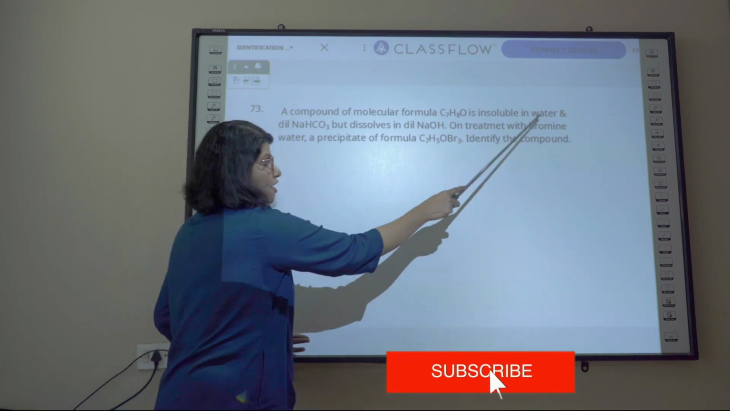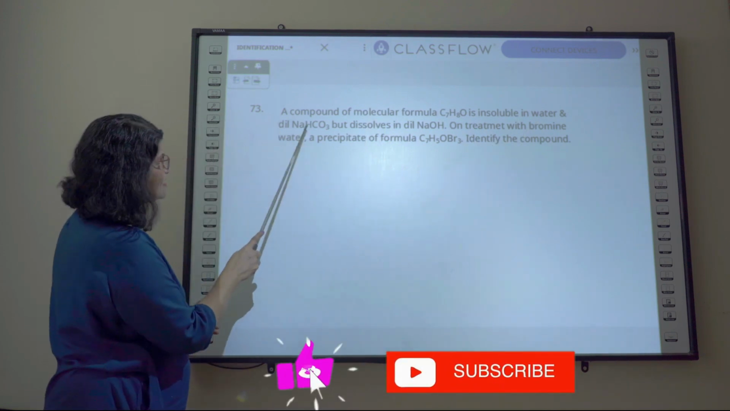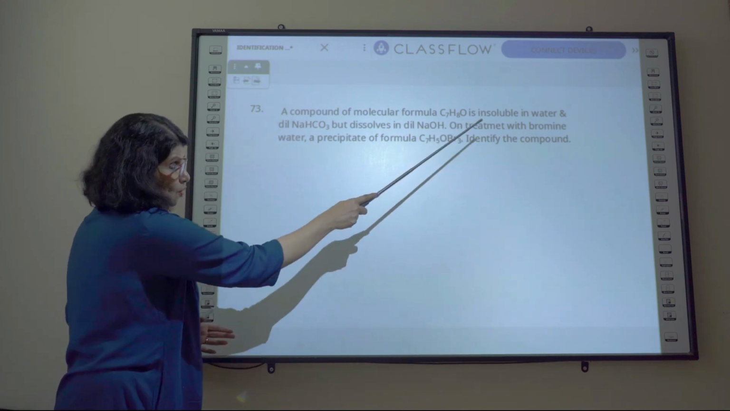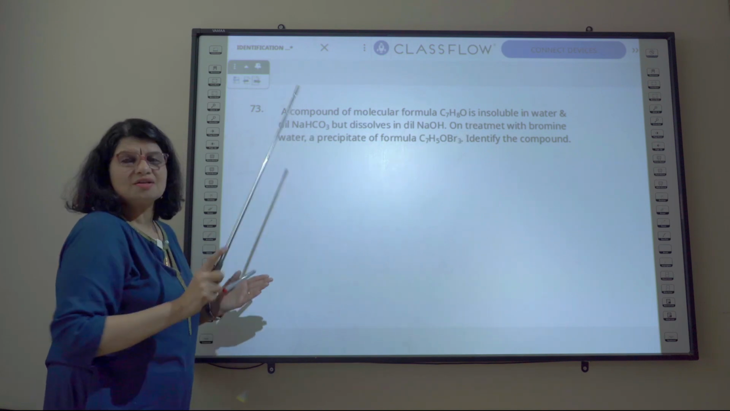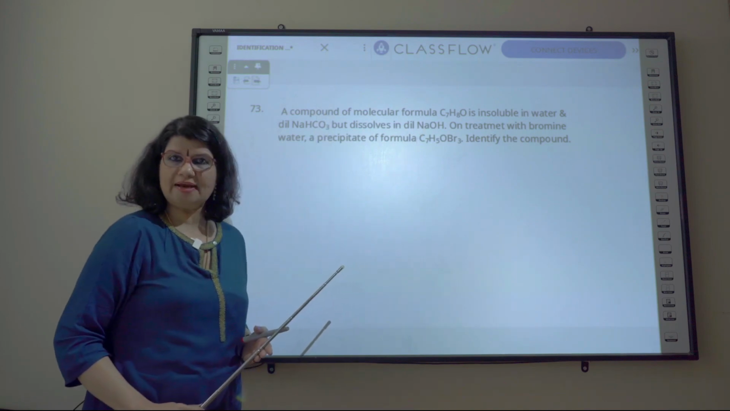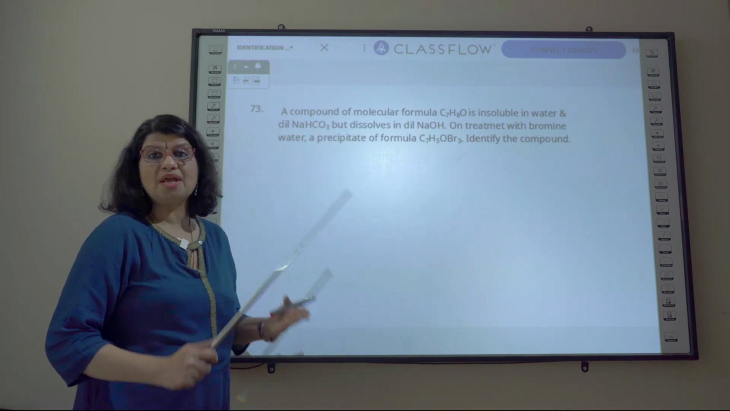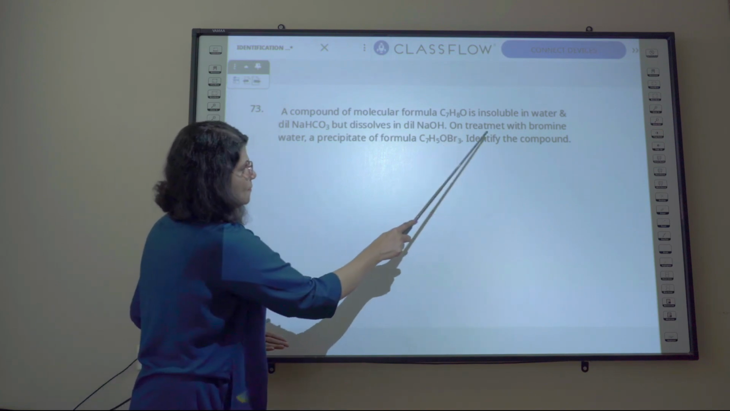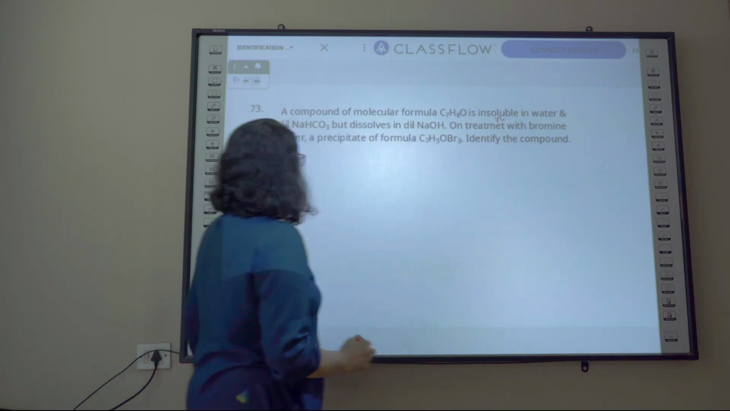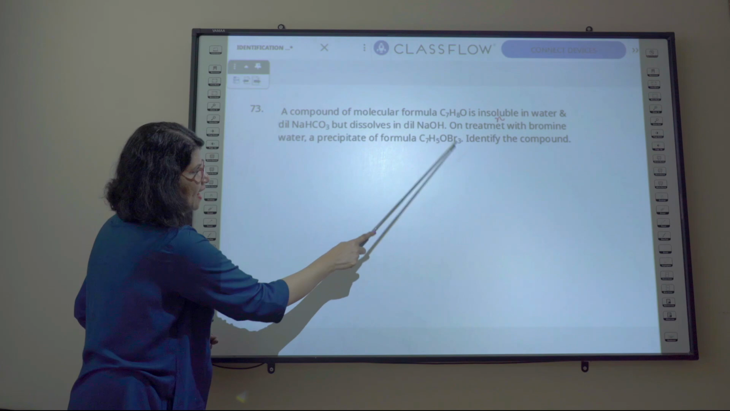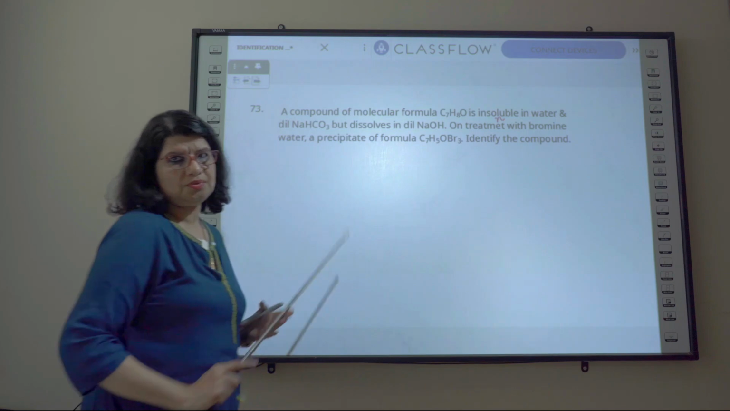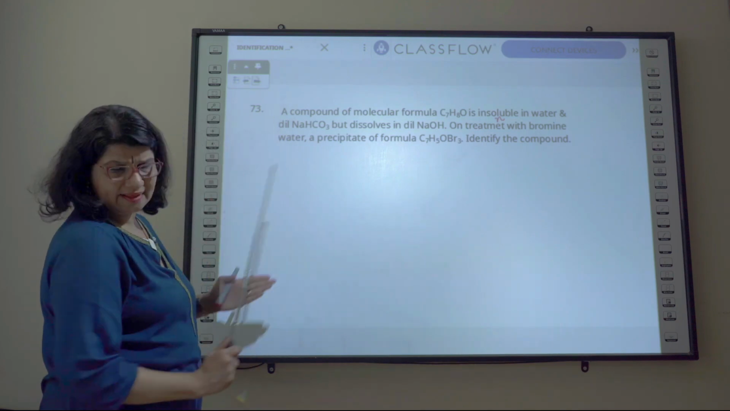C7H8O is insoluble in water and dilute sodium hydrogen carbonate or sodium bicarbonate, but what does that imply? It does not react with sodium hydrogen carbonate but dissolves in dilute sodium hydroxide, or reacts with sodium hydroxide solution. On treatment with bromine water, a tribromo precipitate is produced.